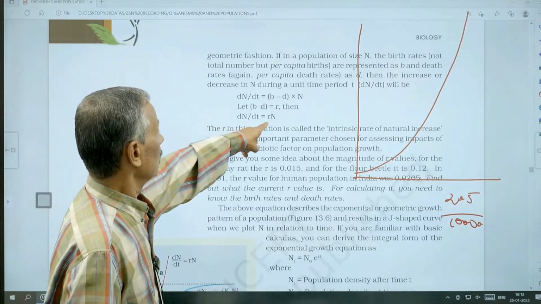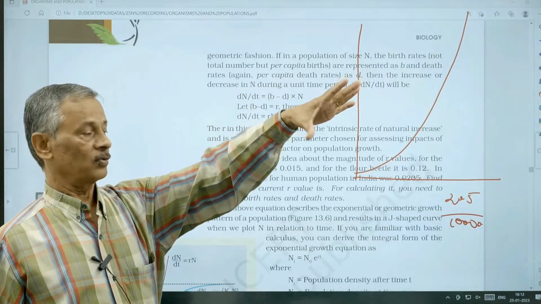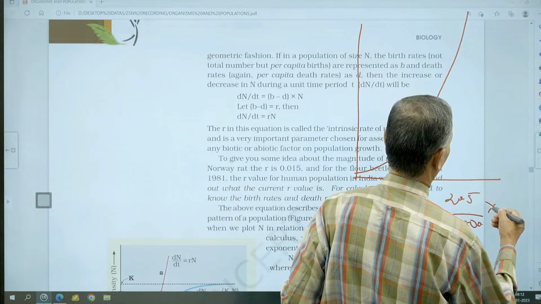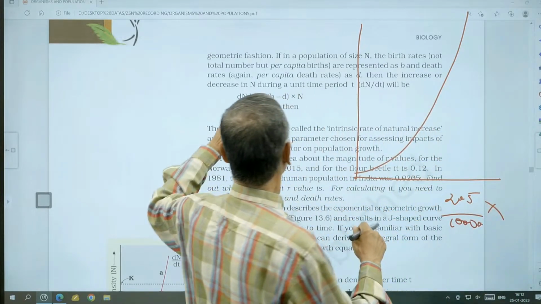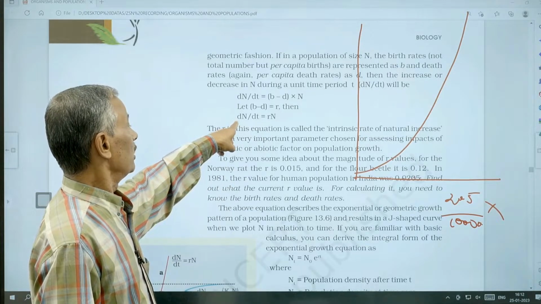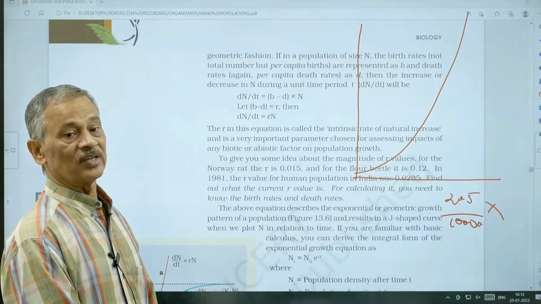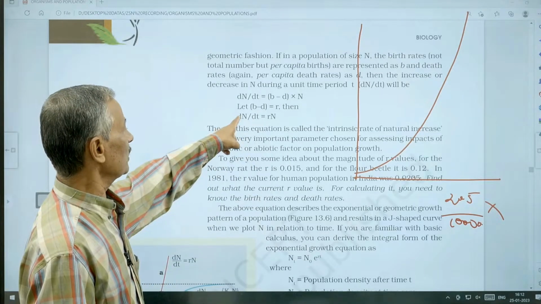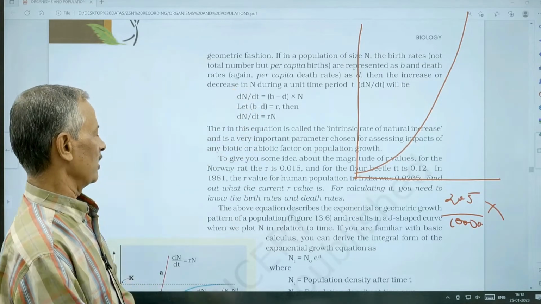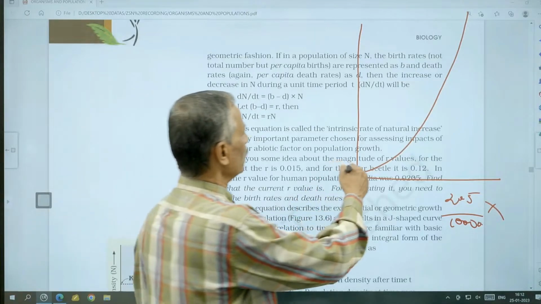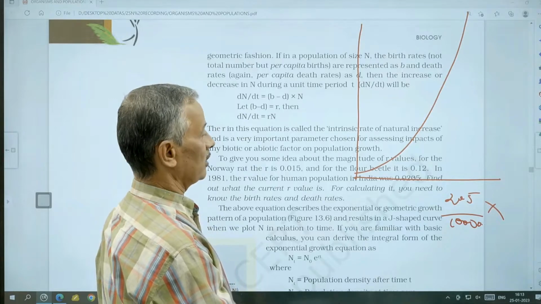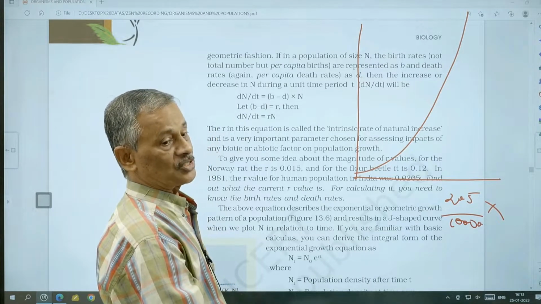So multiplied by the total number of, what is the total number of people in this state or in this country? That will be giving you the value dN by dt, that is rate of change in population. Difference in number by difference in time, that is the rate of change in population size. So if population is growing in a steady exponential or geometrical fashion, we can predict what will be the population.